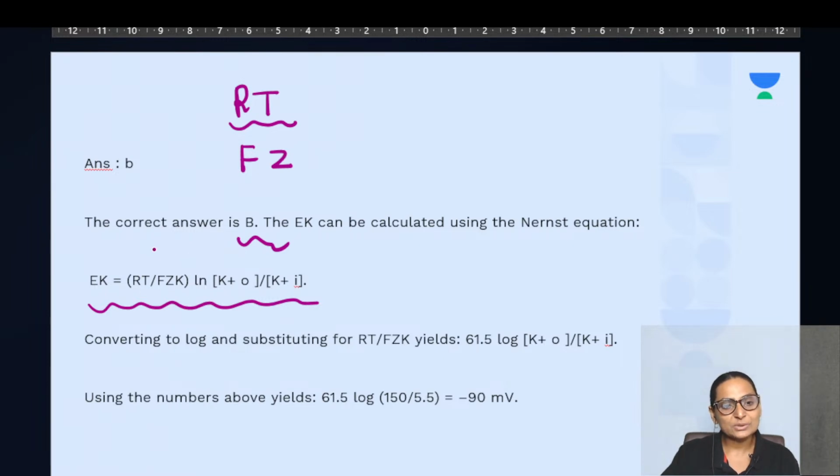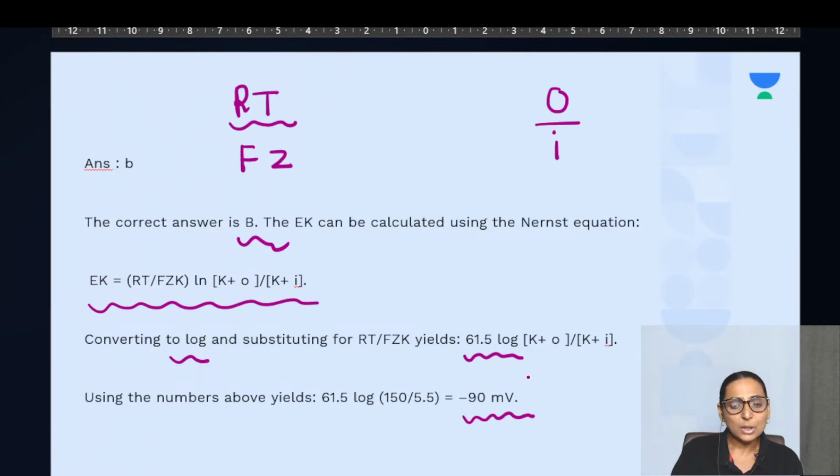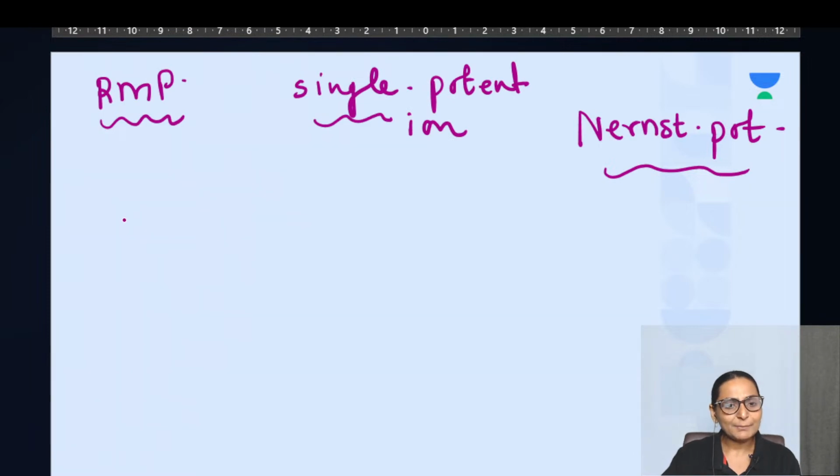Now, this entire thing we are going to substitute with 61.5, and we are going to convert the natural log to base 10 log, and we will simply take the concentration of potassium outside divided by the concentration of potassium inside. And by doing this, we get minus 90 millivolts, right? Now to make it easier, whenever you are calculating the Nernst potential, you get confused: concentration of ion inside upon concentration of ion outside.